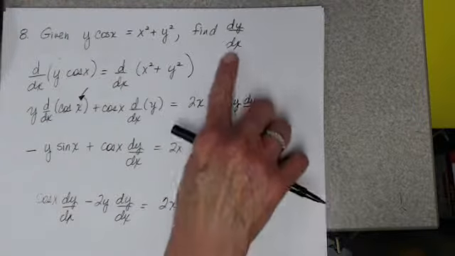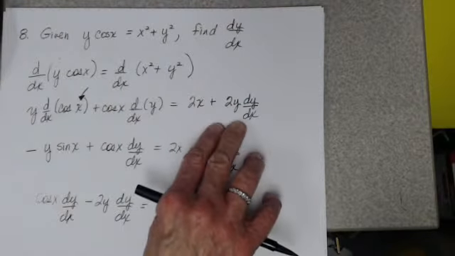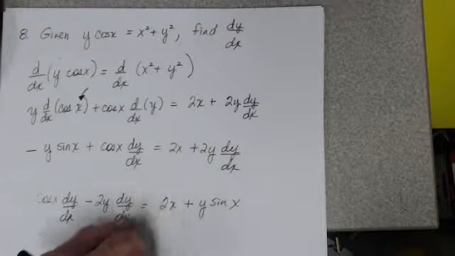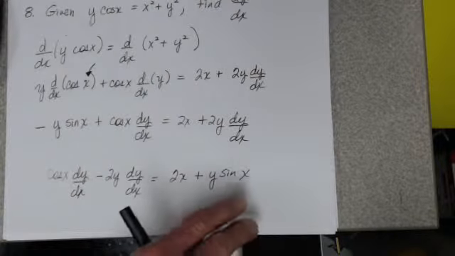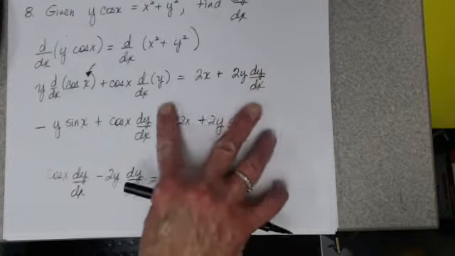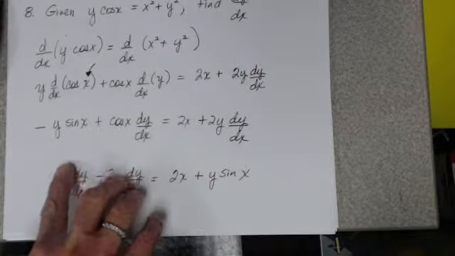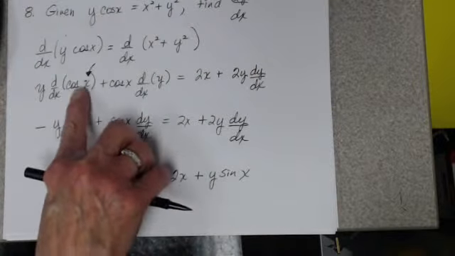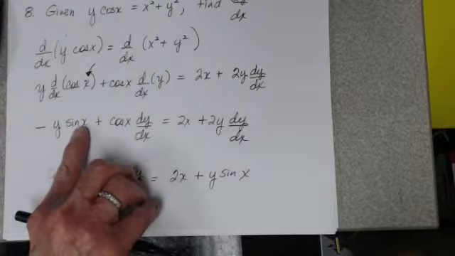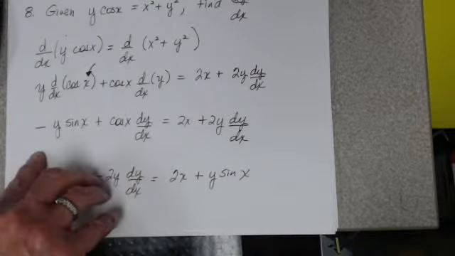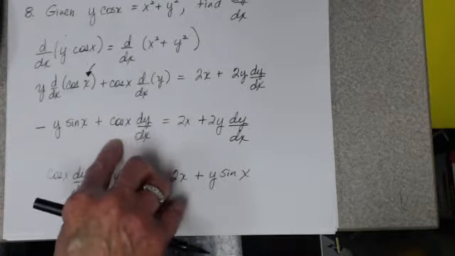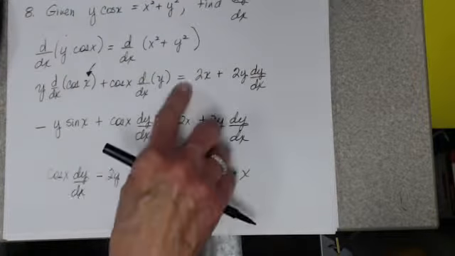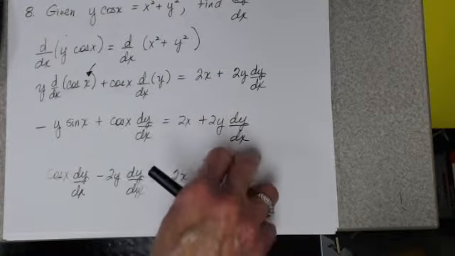Now I want to find dy dx, so now I treat this derivative algebraically, grouping together the terms that have dy dx. And so you'll notice here the derivative of the cosine of x is the opposite of the sine of x, so that product is stated as the opposite of y times the sine of x, and the cosine of x times dy dx equals 2x plus 2y dy dx.